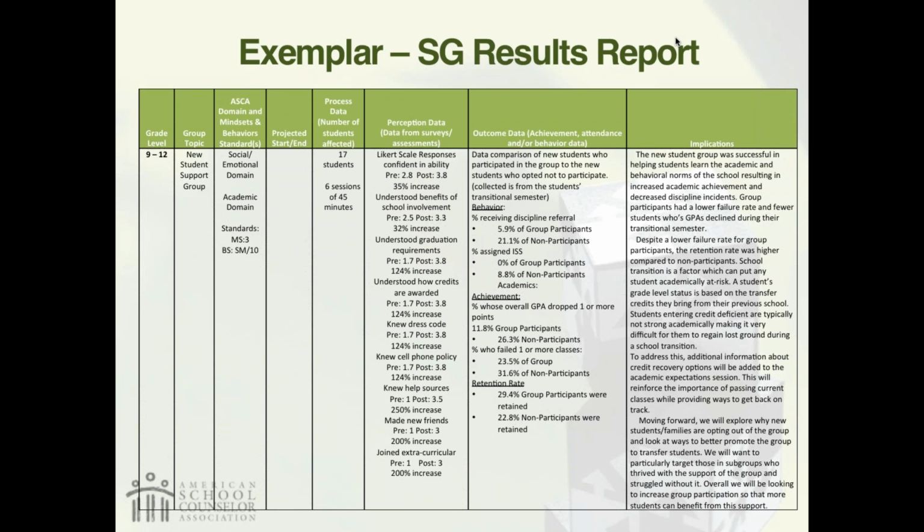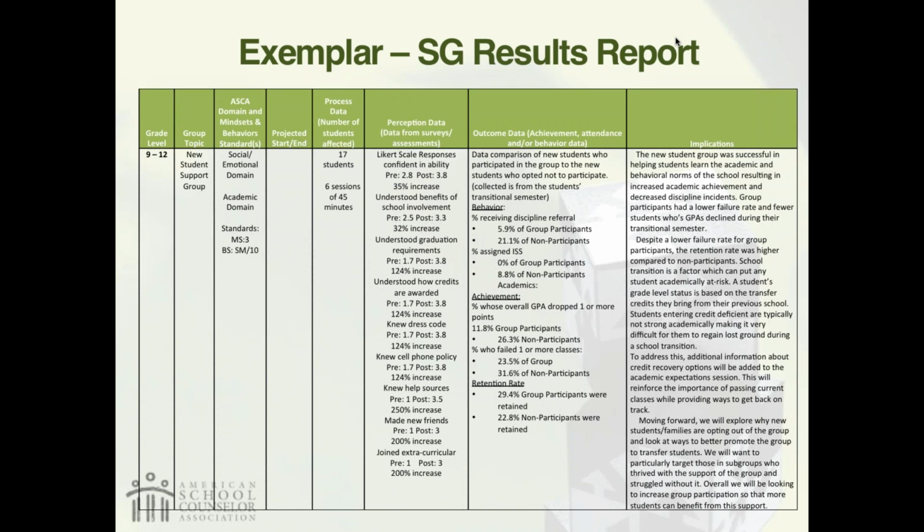They also did some pre and post around understanding the graduation requirements, understanding credits, knowing the dress code, knowing the cell phone policy, knowing where to find help, making friends, and joining extracurricular activities. The activities and the content were driven by what they knew students needed to know about high school. And then they measured that before and after.